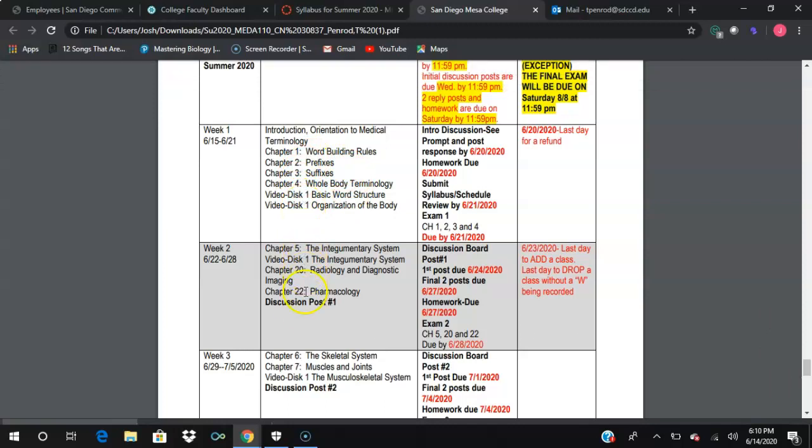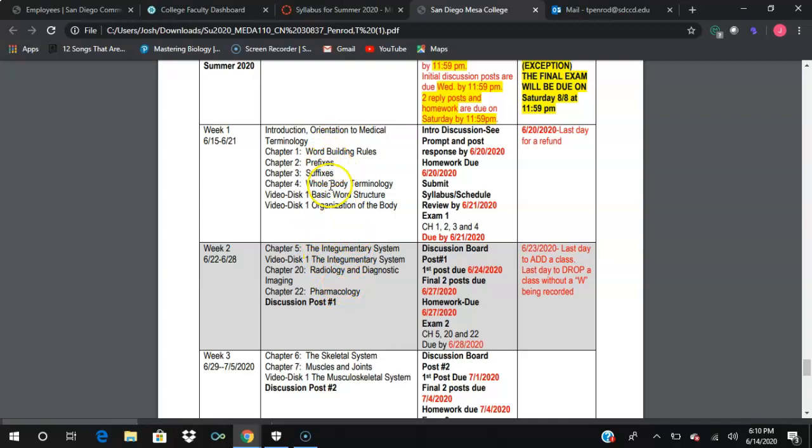The second week, we'll be covering chapters 5, 20, and 22. So we cover the skin, and then we jump to radiology and diagnostic imaging and pharmacology. So this is a tough week too.